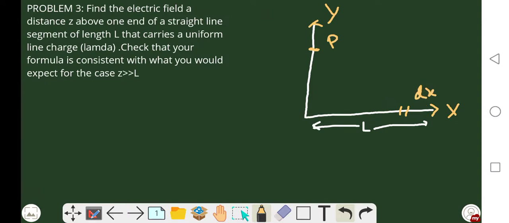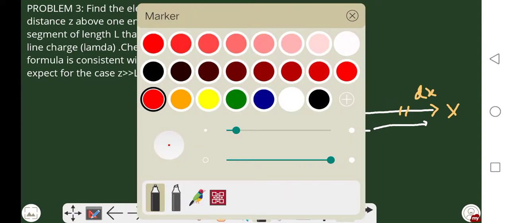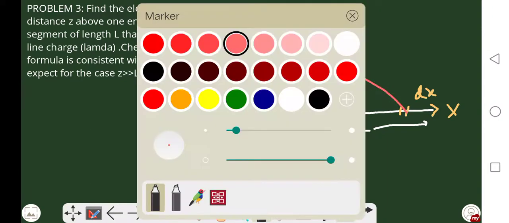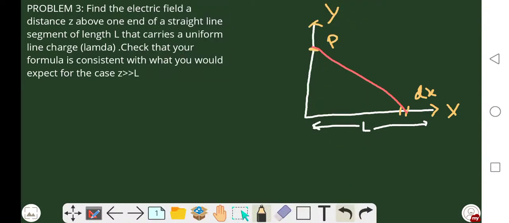It is as small as you can think of it as a dot. Okay, and now we will join the two points, dx and P, and dx is placed at a distance x, obviously from the origin O. So let's write down what we have done with this image.